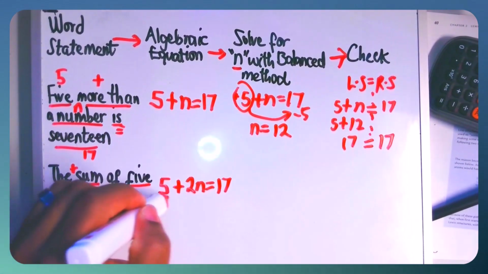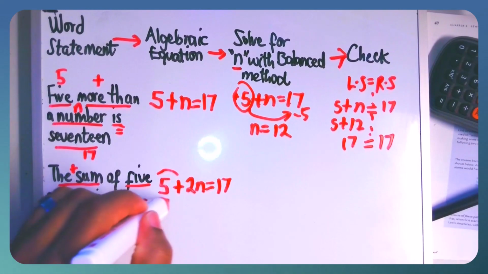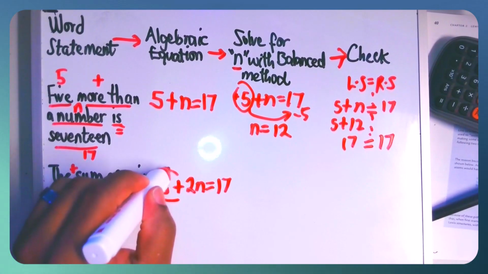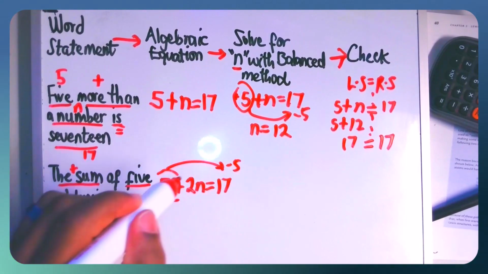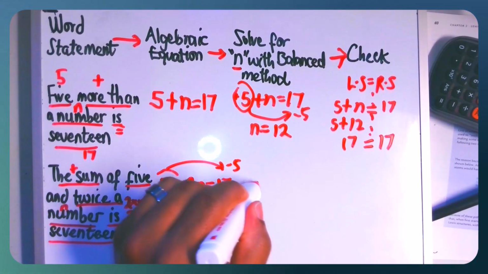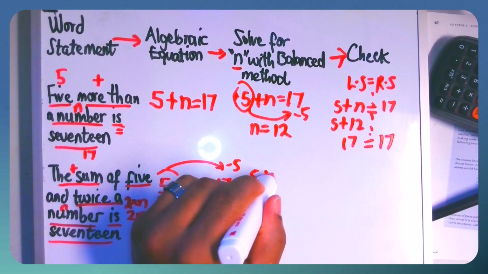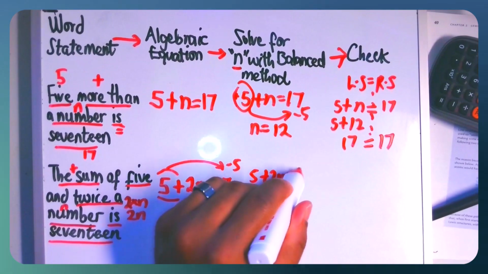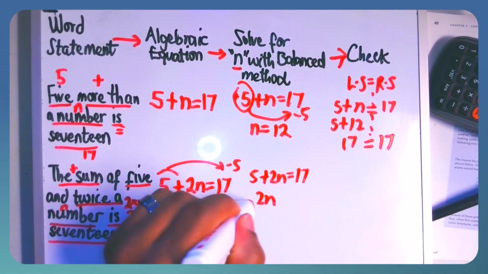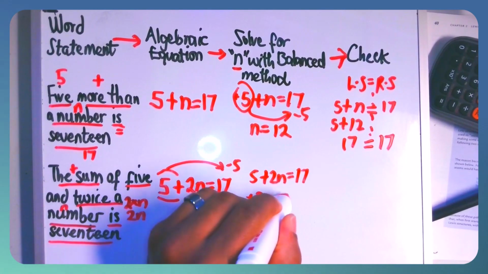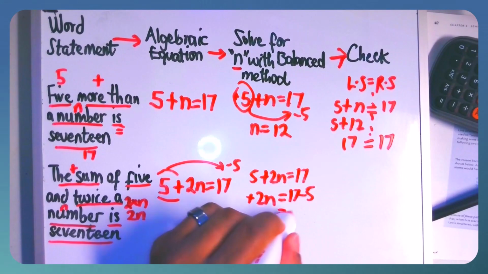And so for the next step, the first thing is to find the addition or subtraction. In this case, because we are adding 5, we move it to the other side. It means I will be subtracting 5 from 17. So on our next step, we have 5 plus 2n is equal to 17, and this becomes 2n, or you can say positive 2n, is equal to 17 minus 5, which gives us 12.